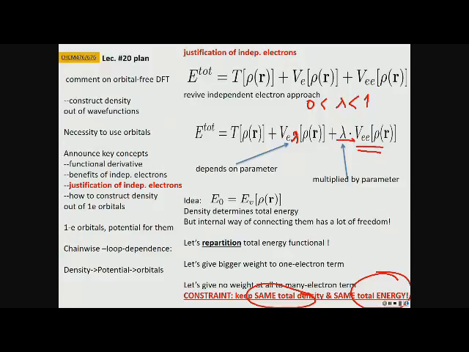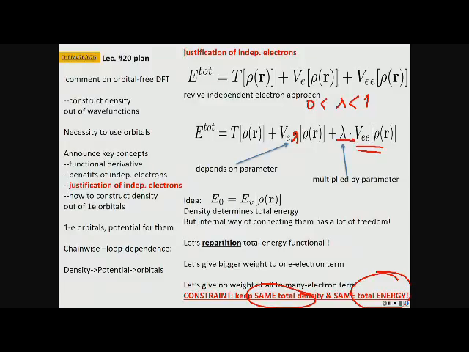And then he says, why don't we set up a specific parameter, lambda, which will be smaller than 1 and bigger than 0, and we will multiply the electron-electron interaction by this parameter. No physics, no chemistry, no biology, just pure math. If lambda equals 1, then we get back to the true world.